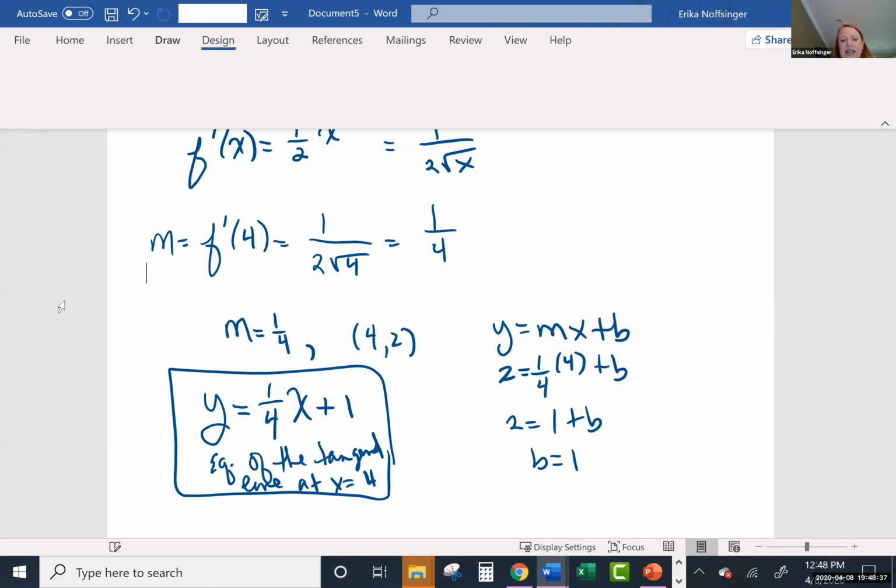So we found the equation of the tangent line when x was 4 on the curve f of x equals square root of x.